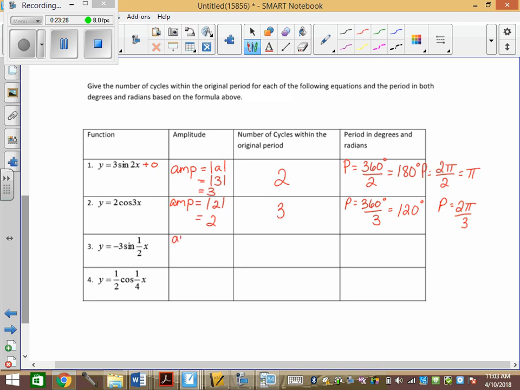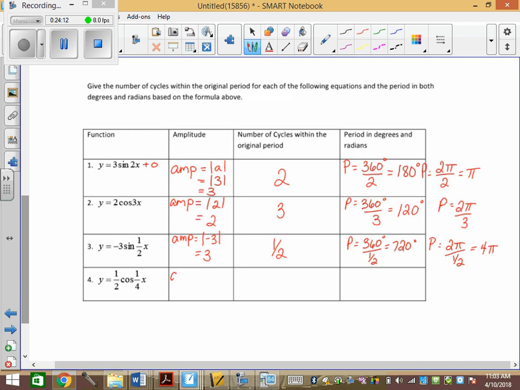What's the amplitude of this one? Absolute value of -3, so it's 3. Amplitude is always positive. This one is being horizontally stretched by a factor of what? 2, so it's getting doubled. It's getting wider, right? So the period is 360 divided by 1/2, or multiplied by 2, which we knew, or 2 pi divided by 1/2, or multiplied by 2, which is 4 pi. So the number of cycles within the original is half. Half the cycle in the original.